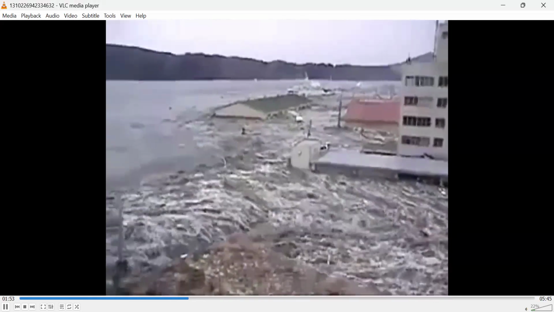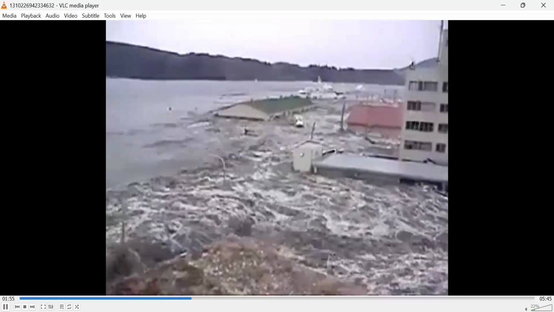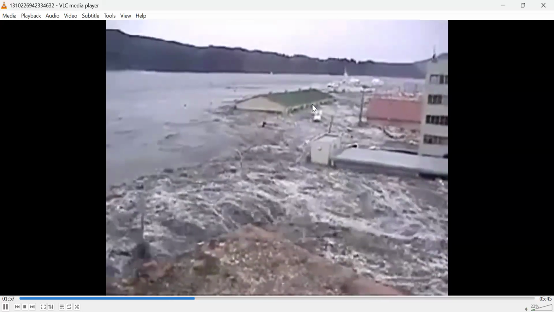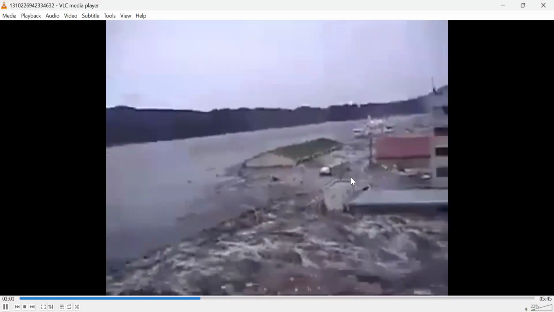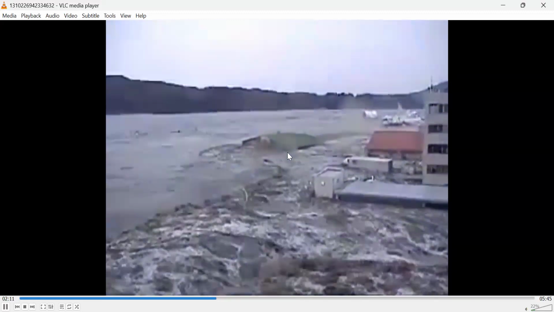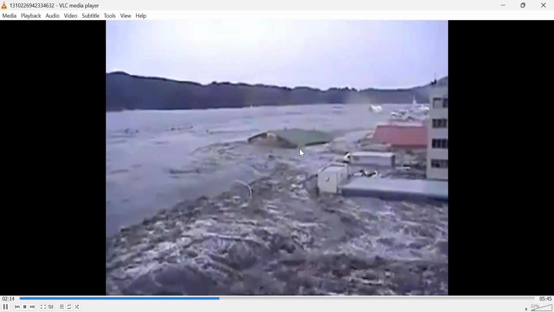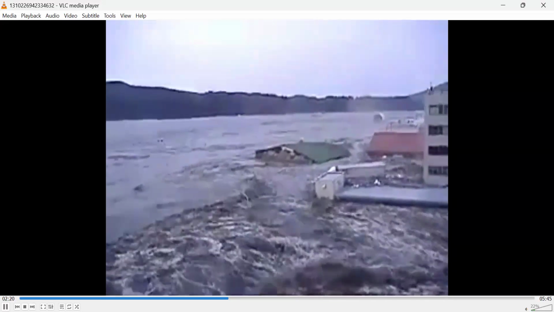Look at the people inside that vehicle. Now look at the building. It carried the whole building. And you see, it has actually immersed the building and is carrying it. Yes, sir. Can you see? So invariably it is a serious problem.